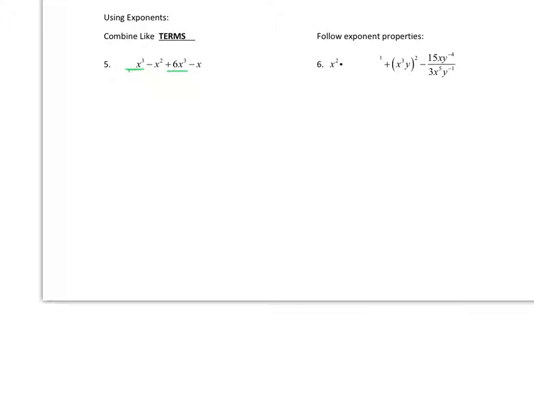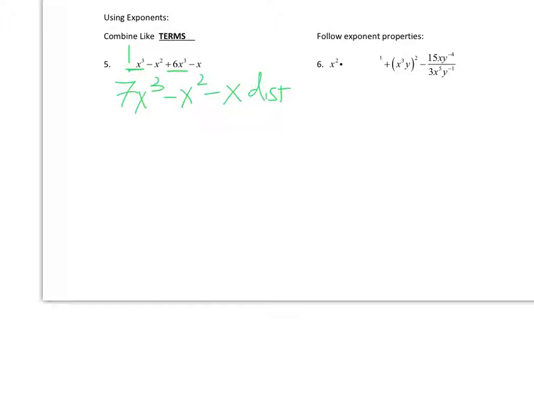So I have a 1x to the third and a 6x to the third. They're both positive, so they're going to make a 7x to the third. We only have one x squared, and we only have one single x. So if we're writing our answers distributed into terms, this is what it would look like.